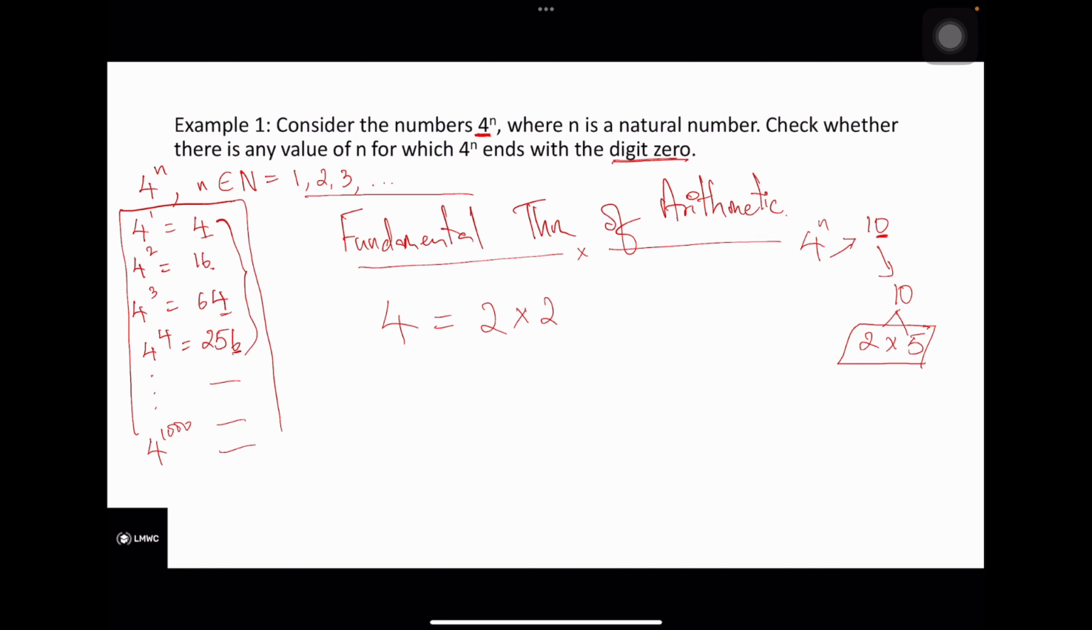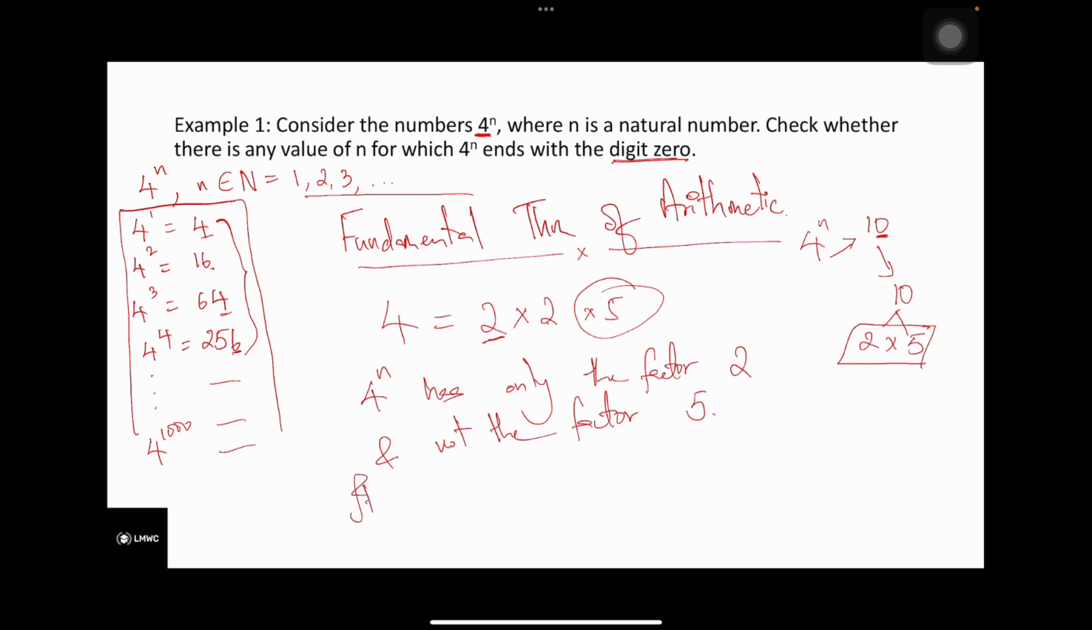Now, if you go back to the question here, we have the factor 2, but we are missing the factor 5. We do not see a factor 5 over here. And thus, you will conclude that since 4 to the power n has only the factor 2 and not the factor 5, it cannot end with the digit 0. So I hope you have understood this question.